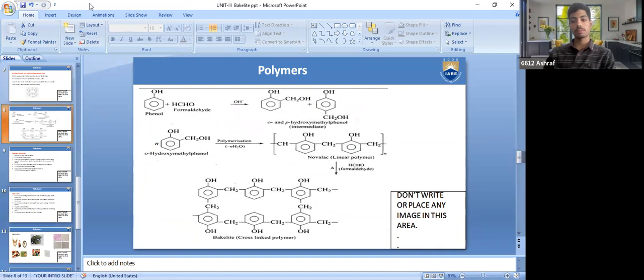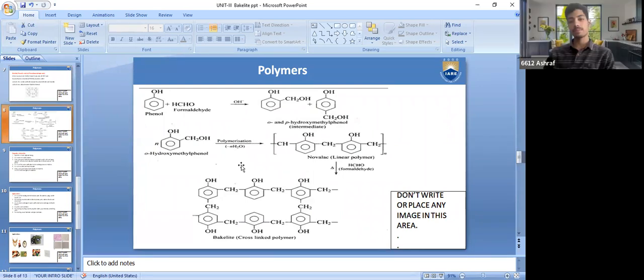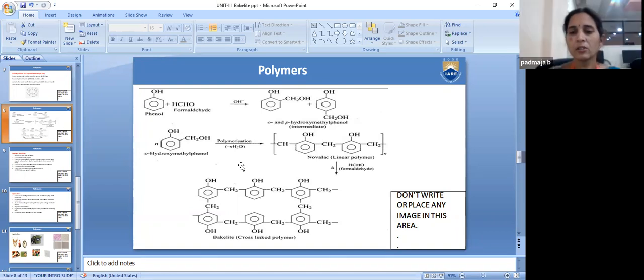How many steps are there? Tell me, to get Bakelite. Three steps. You have to take first phenol and formaldehyde. When you heat them, you will get ortho and para hydroxymethyl phenol from the reaction of both chemicals. Then you go for the polymerization process, taking n number of orthohydroxymethyl phenol.